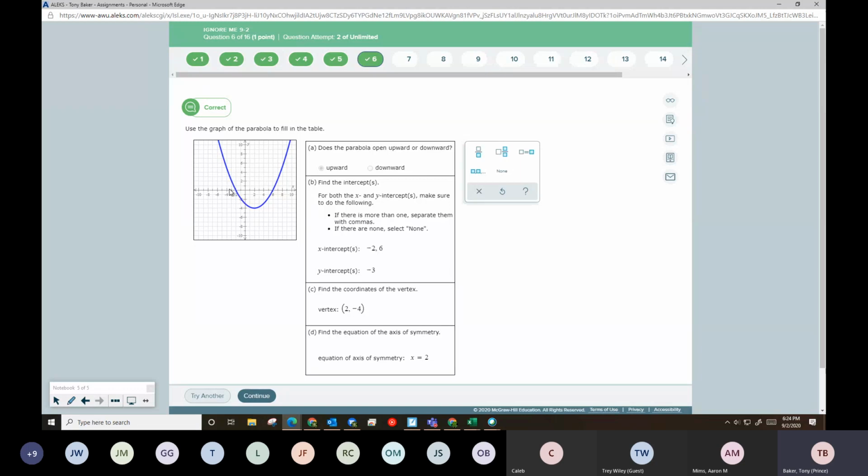Same thing with the x-intercepts. The x-intercepts are where it crosses that x-axis. You'll always have one y-intercept. The x-intercepts could be 0, 1, or 2 intercepts, actually.